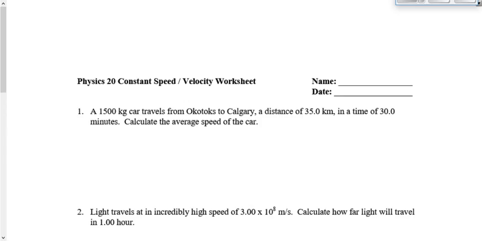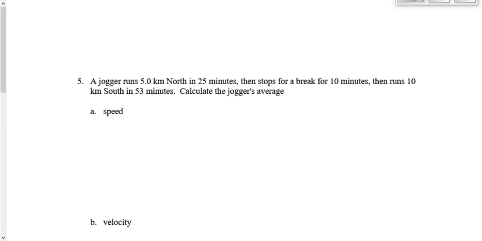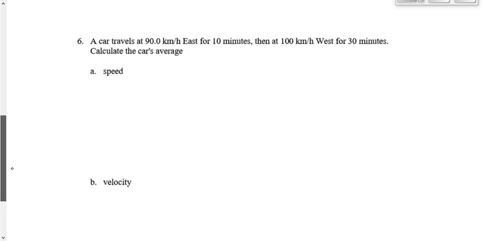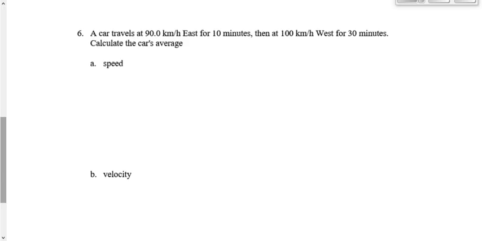Taking a look at question number 6 on last night's worksheet. The question says, a car travels 90 kilometers per hour to the east for 10 minutes, and then 100 kilometers per hour to the west for 30 minutes.